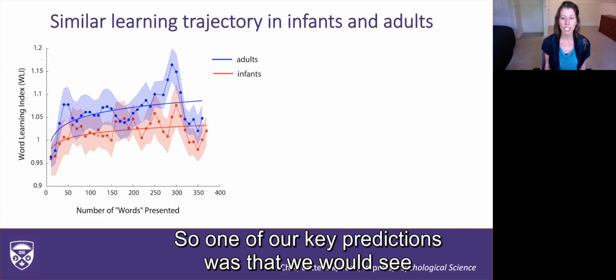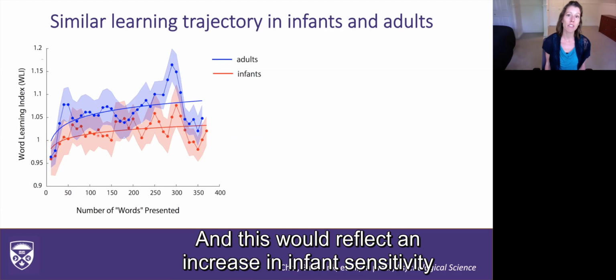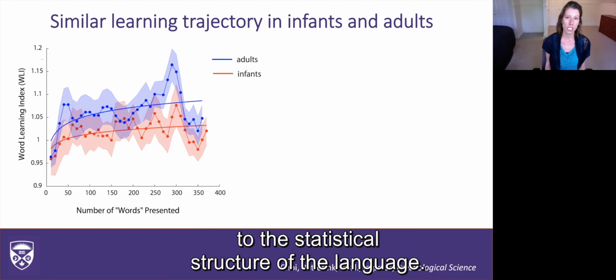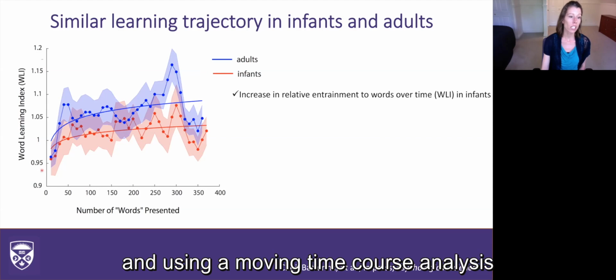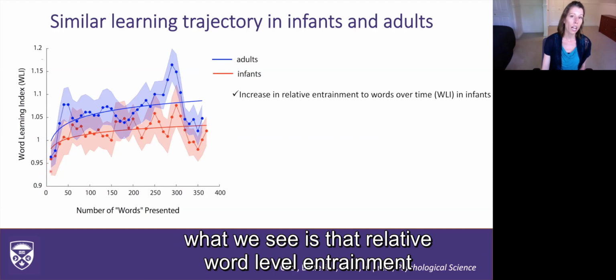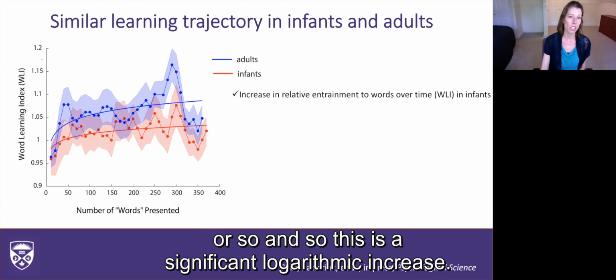So one of our key predictions was that we would see a significant increase in the word learning index over time. And this would reflect an increase in infant sensitivity to the statistical structure of the language. And in fact, that is what we find. So the infants are shown here in red, and using a moving time course analysis, what we see is that relative word level entrainment increases, particularly over the first 100 word exposures or so. And so this is a significant logarithmic increase.